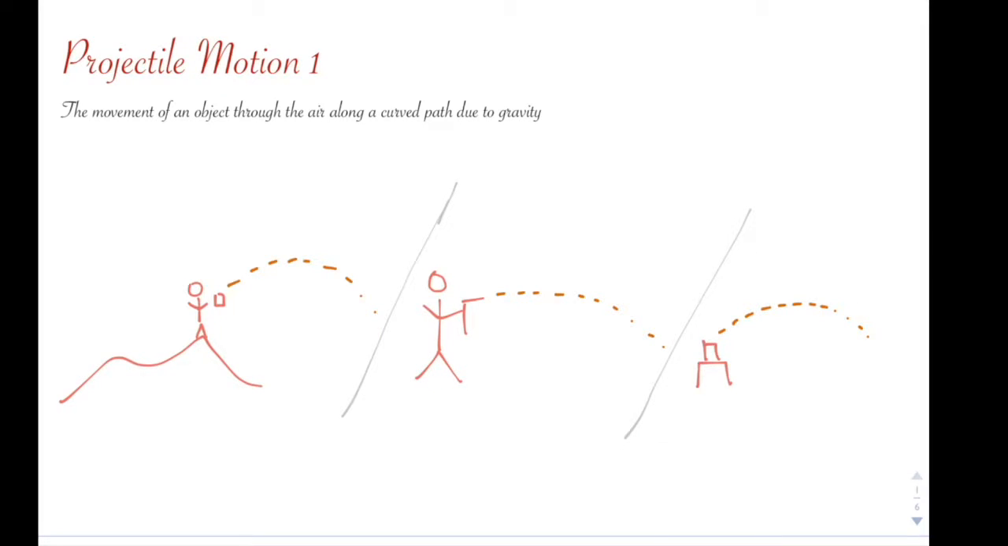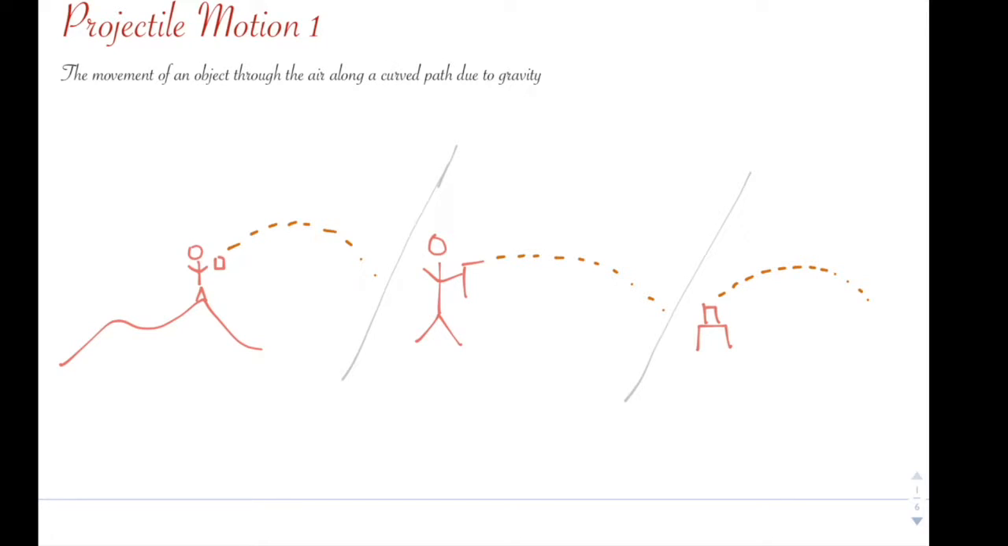Alright guys, so today we're going to be talking about projectile motion. And projectile motion is the movement of an object through the air along a curved path due to gravity. So those are the components that make a projectile motion. It's got to be in the air, meaning that hockey pucks along the surface of the ground do not count as projectile motion. And they have to have a curved path due to gravity. So gravity is going to be what's pulling down the object in order to give it that projectile motion.